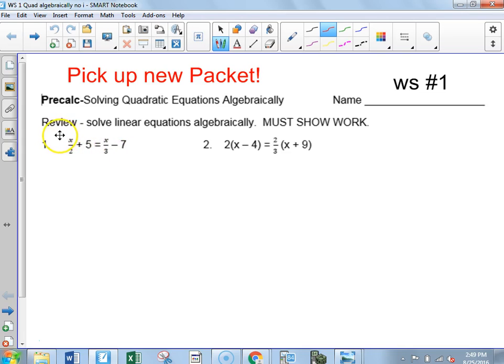Common denominator was 6. Everybody understands why it's okay to multiply by 6? We can do anything we want as long as we do it to both sides, right? So 6x divided by 2 would be 3x plus 30 equals, what'd you get on the right-hand side? 2x minus 42. Okay. What did you do first on number 2, though?